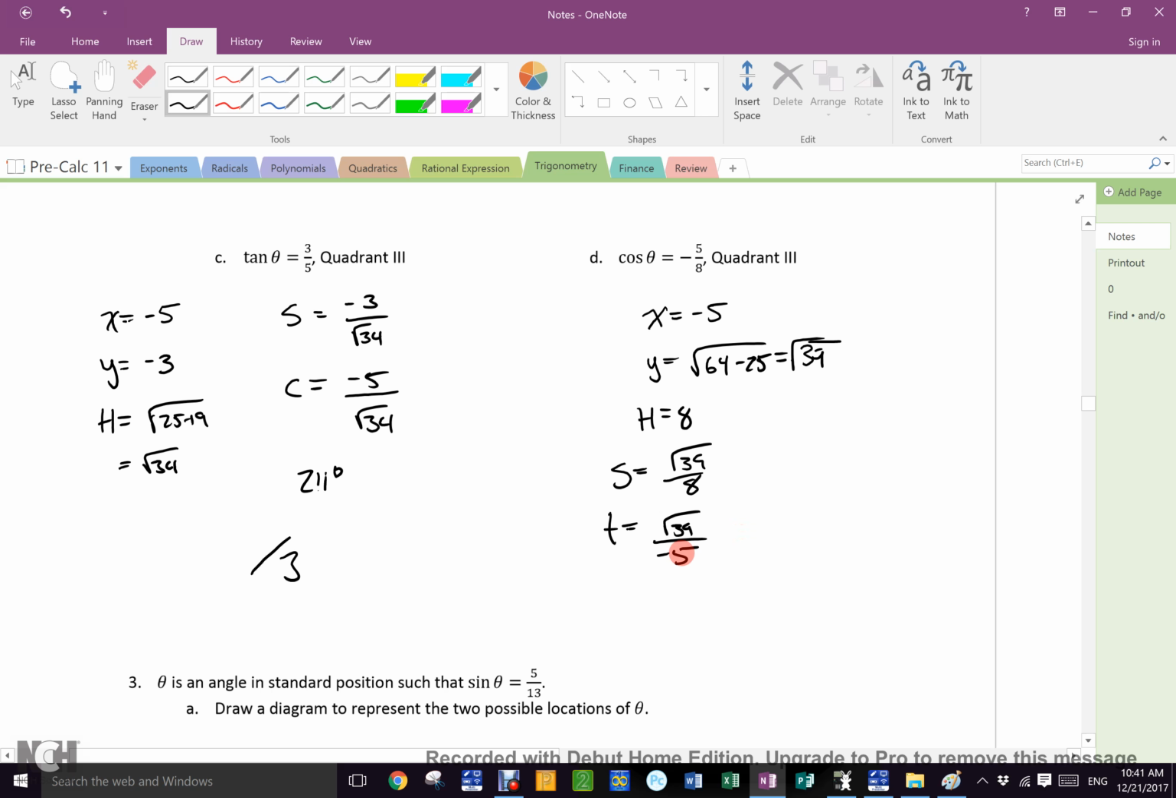No. Quadrant 3. 1, 2, 3. Tan has to be positive there. What have I done wrong? X is -5. Hypotenuse is 8. Oh, the y is negative root 39. There we go. That's why. Negative root 39 and -5 gives you positive root 39 over 5. And your theta is 231 degrees.